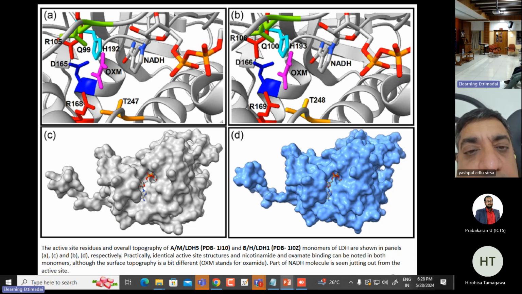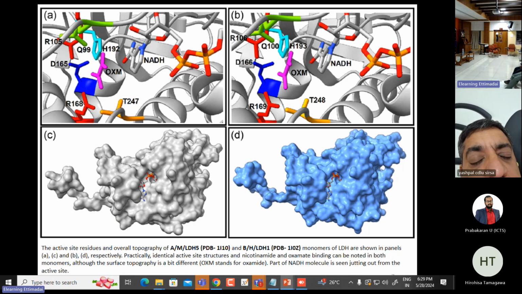Is there any difference? You can see that practically the active site, these are crystal structures, by the way. So you got two crystal structures. Left side you got LDHA, and the right side you got LDHB. You can see that there is oxamate bound there. Oxamic acid or oxamate is known to be an inhibitor of LDH. And you can see that there are two arginines, R105 and 168. They say that the positively charged arginine attracts the negatively charged alpha hydroxy acid moieties. That is, you got lactate as well as pyruvate, which are negatively charged. So they get attracted and they bind through these arginines.